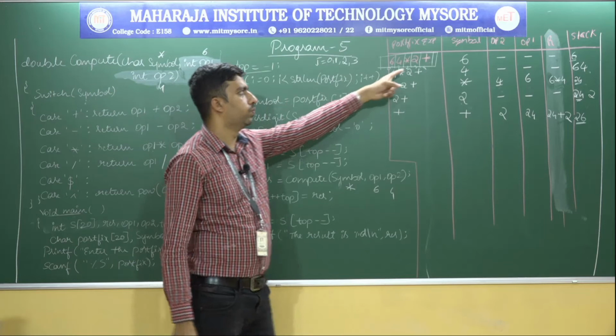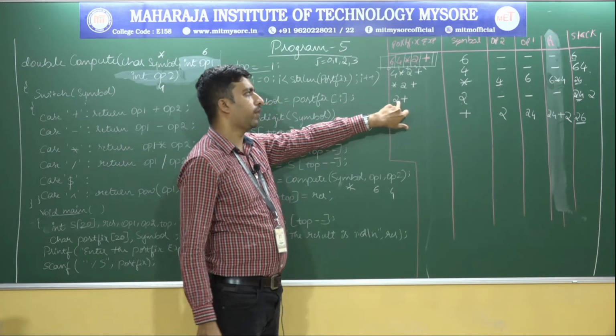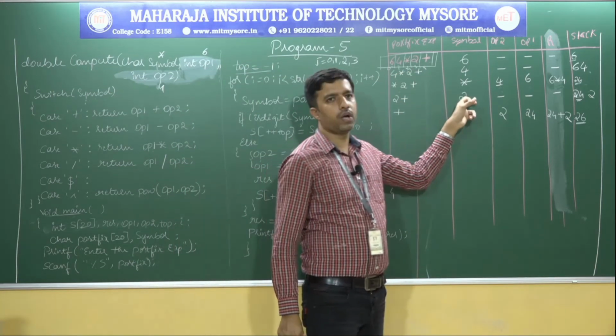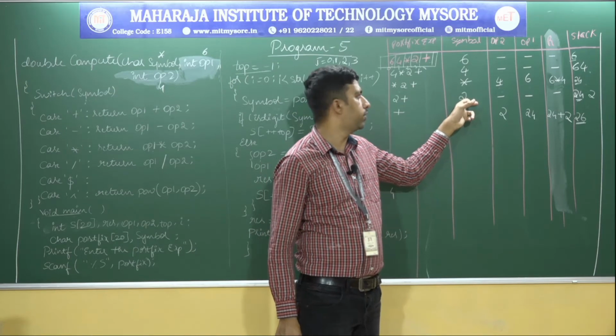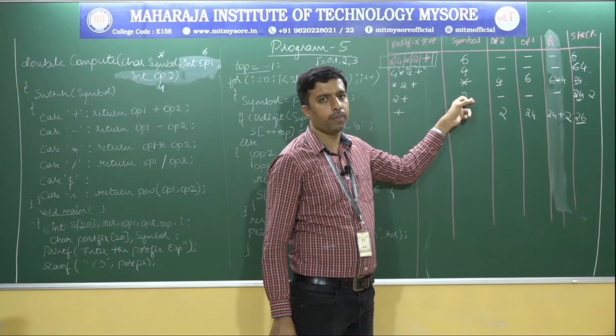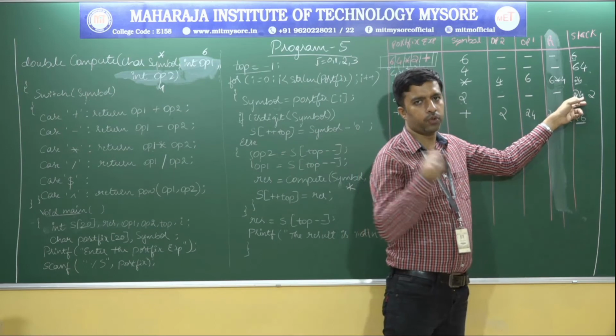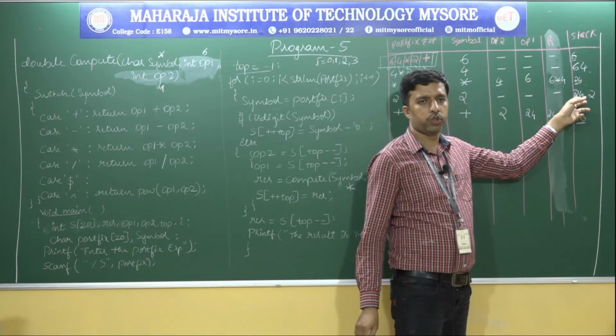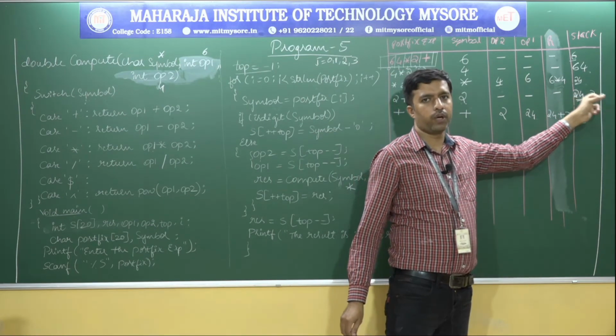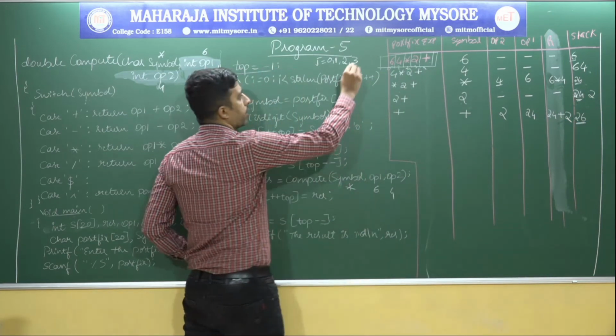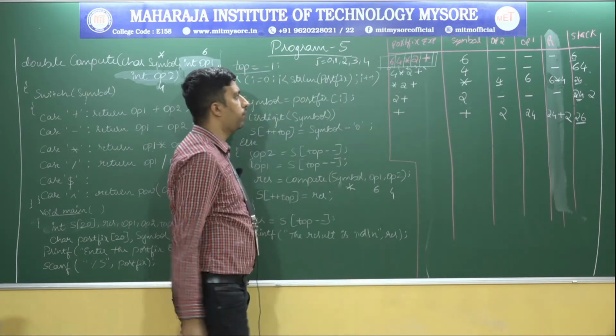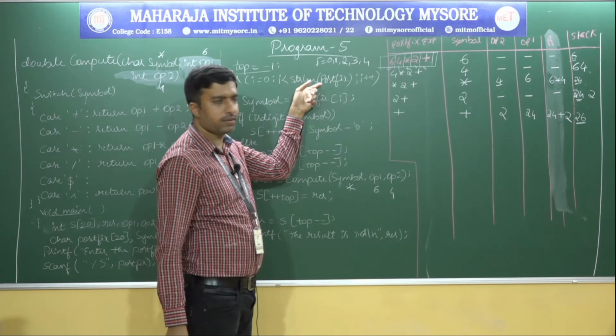Now the symbol is 2. When 2 comes into the picture, it is just an operand, not an operator. For that reason, it just pushes to the stack. Now the stack consists of 24 and 2. Now i is incremented to 4. i less than the length, yes, it is accepted.